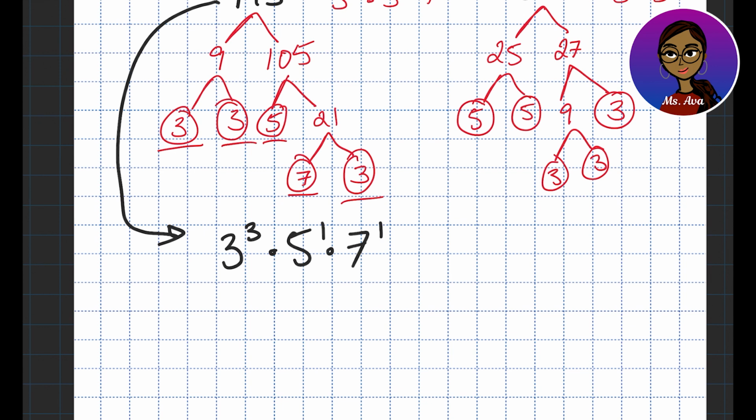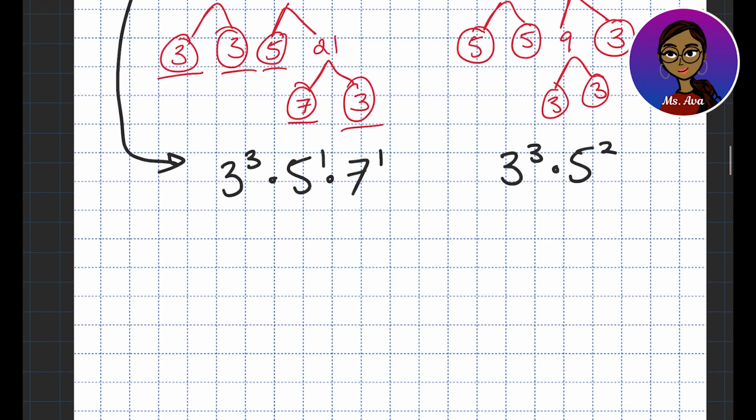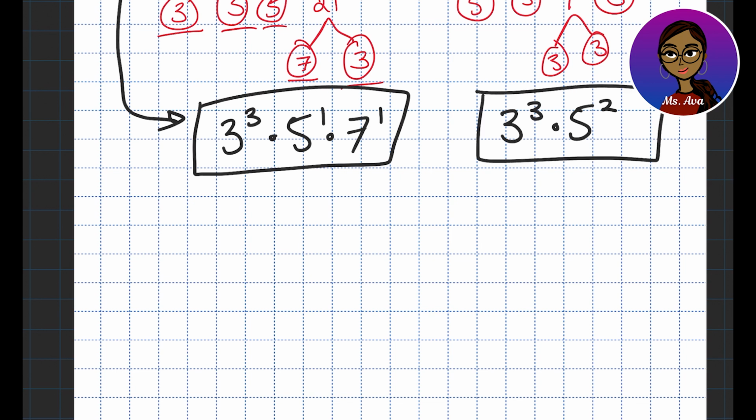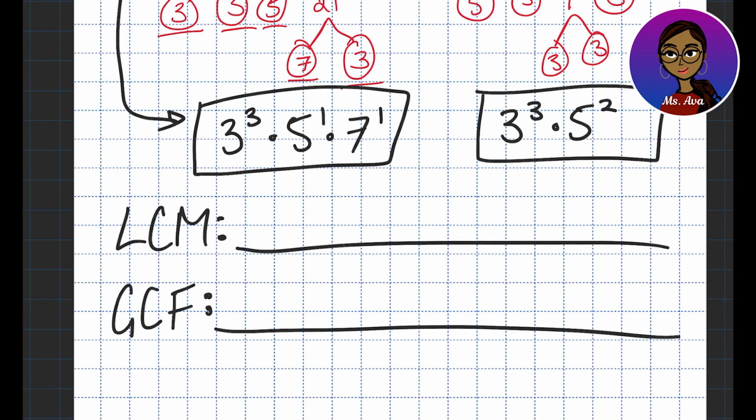And that's like one group. You're just going to think of that as one group. And then the other one is 3 to the third times 5 to the 2. So once again, these are two different groups of numbers. What you're going to do for the LCM is you're going to write down every base that shows up, regardless of whether it shows up in this group or in this group. And when I say base, what I'm referring to are these guys. These are the bases right here, and the little numbers are the exponents.